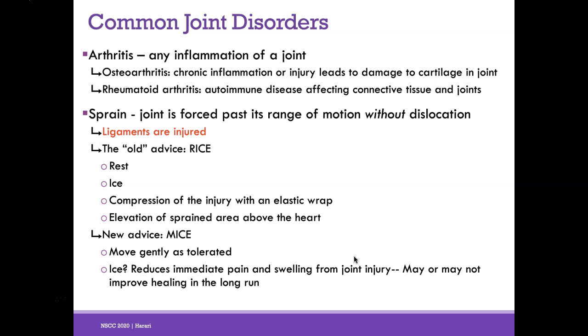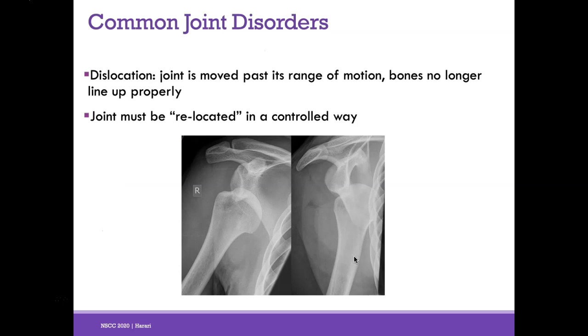How much you should rest your joints in recovery, that's up for a professional to decide, not your professor. When you do dislocate a joint, that's when your bones no longer line up properly. So this is showing a dislocated shoulder. The joint is moved past its range of motion, but the bones no longer line up properly. And in order to fix that, the joint must be relocated by a physician.